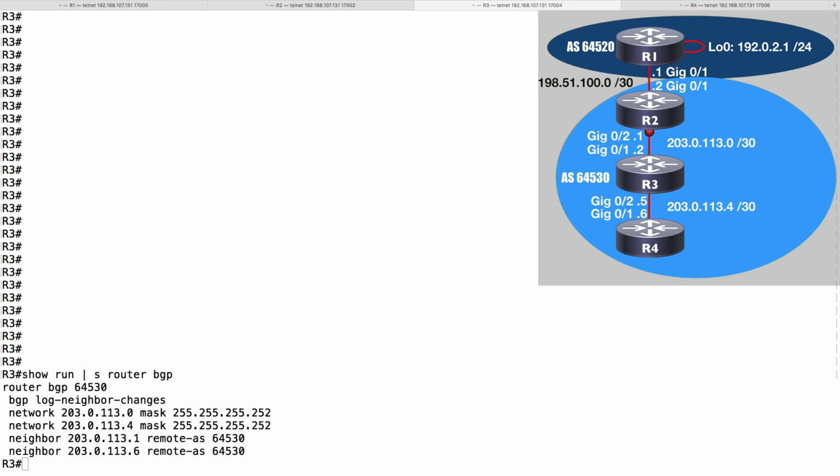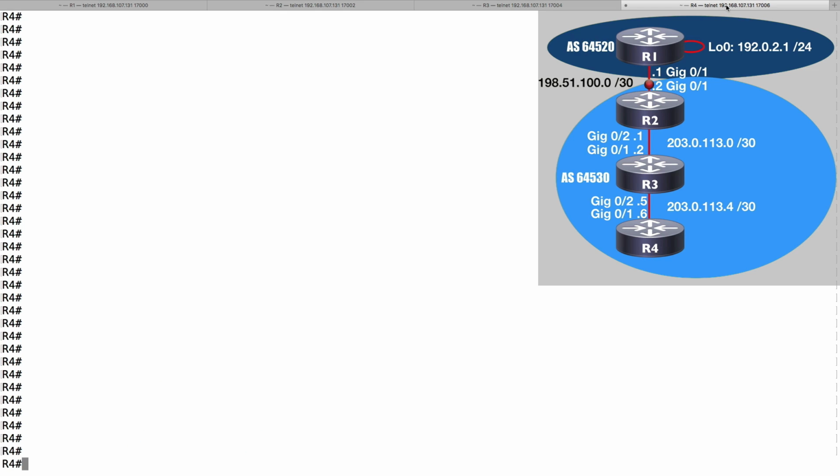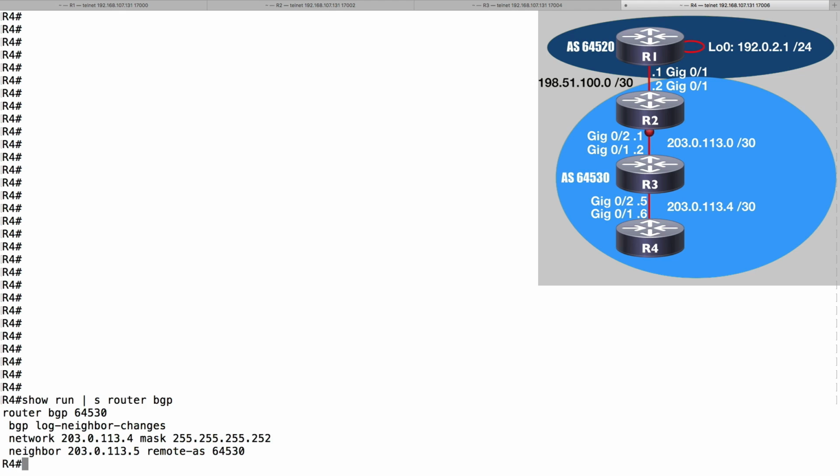Now let's go to R4. R4 is just going to be advertising one network. I'll do a show run pipe to section router BGP. And we see that I've got one neighbor. I'm advertising one network. And this is just a basic BGP configuration that we learned to do back at the CCNA routing and switching level. But an issue we don't get into at the CCNA routing and switching level that we do at the NP routing and switching level is the way that iBGP neighbors work.